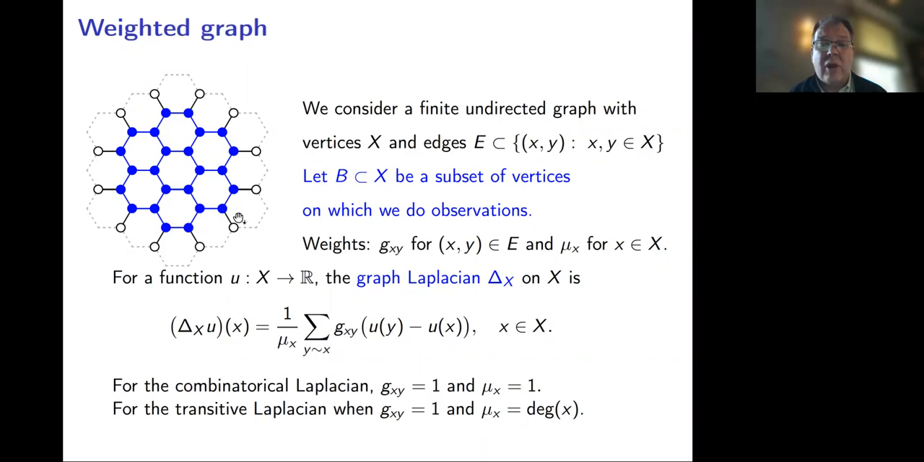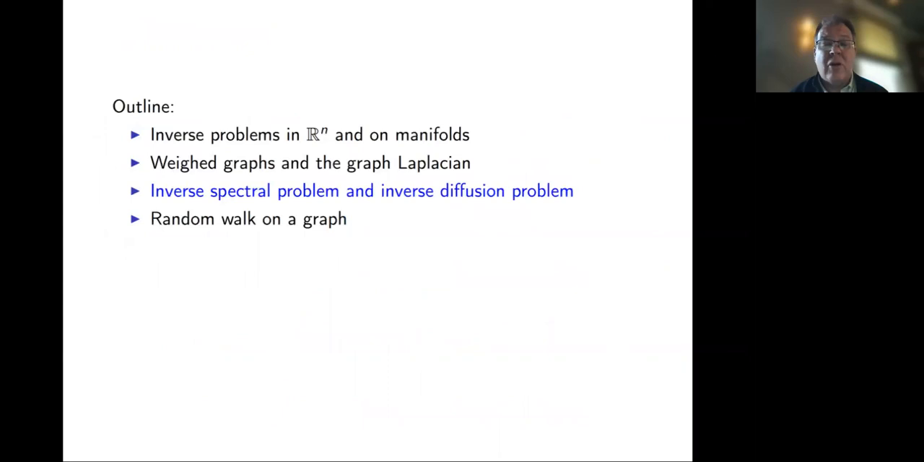The functions u on X can be considered as a finite vector. And the Laplacian now maps a finite vector to a finite vector, so actually it is a finite matrix, but of special form. These are the operators that we consider. And let me now consider the formulation of the inverse spectral problem and the corresponding inverse problem for the heat equation on graphs.